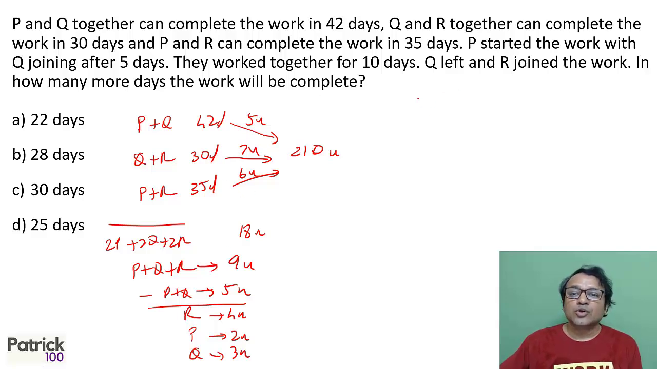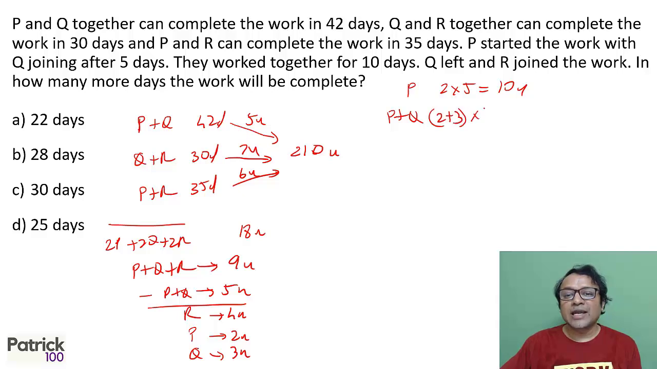Now let's start. So P started the work. P worked for 5 days. So P worked 2 into 5, 10 units of work. Then P and Q both worked, which is 2 plus 3 units of work for 10 days, which is 50 units of work. So together they complete 60 units of work. How much is left? 210 minus 60, which is 150 units of work is left.